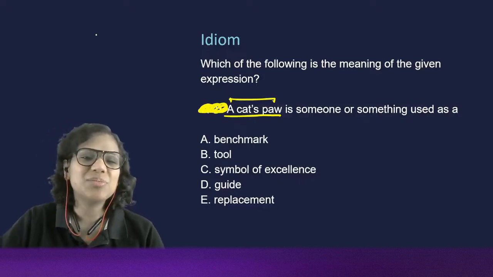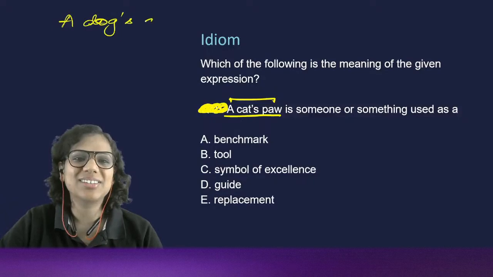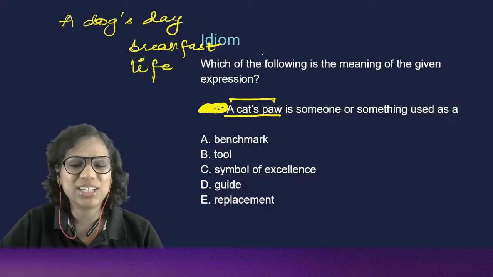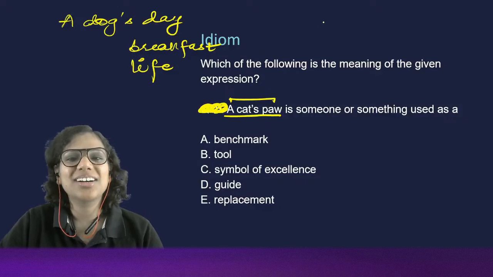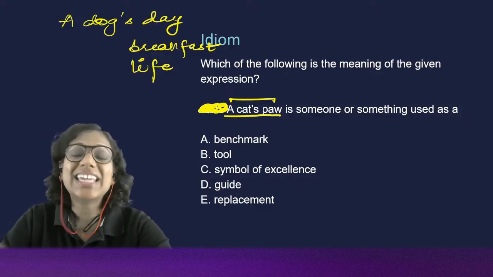So usually the idioms associated with a dog tend to be bad. So for instance, a dog's day means you have had a bad day. A dog's breakfast means very bad food. Dog's life means a miserable life, right? On the other hand, some idioms associated with a cat are very positive.